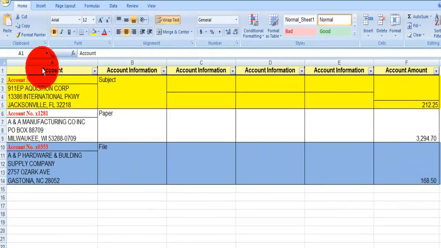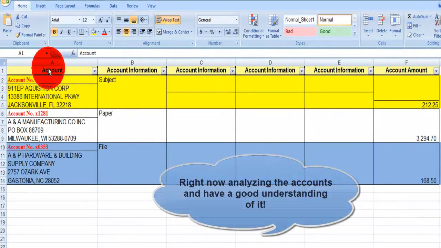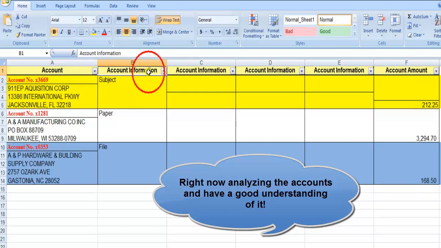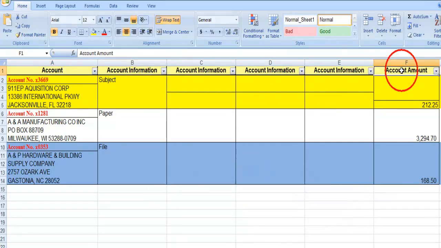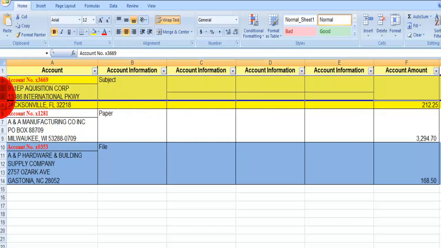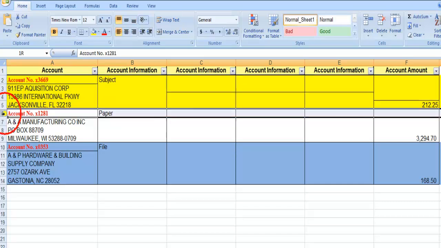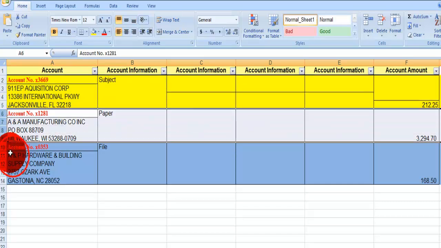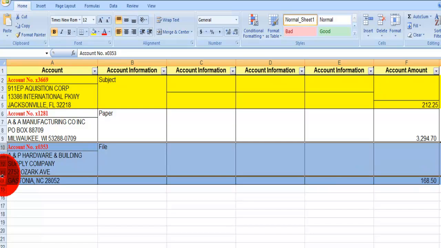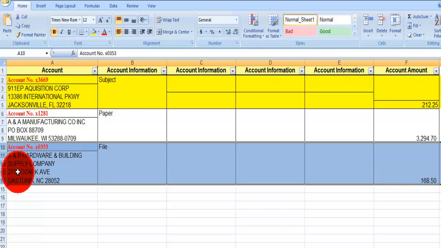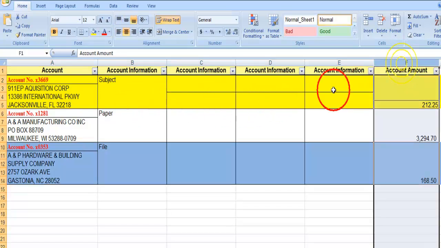So on the screen right now, as you can see, I am working with account information as well as account amount. And I am working with three accounts. The first account is highlighted in yellow, the second account is highlighted in white, and the third account is highlighted in blue. And each of these accounts has its own account information as well as its own account amount.